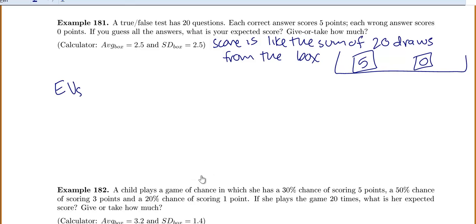Now we just need to find the expected value and standard error. So the expected value of the sum is equal to your number of draws times the average of the box.